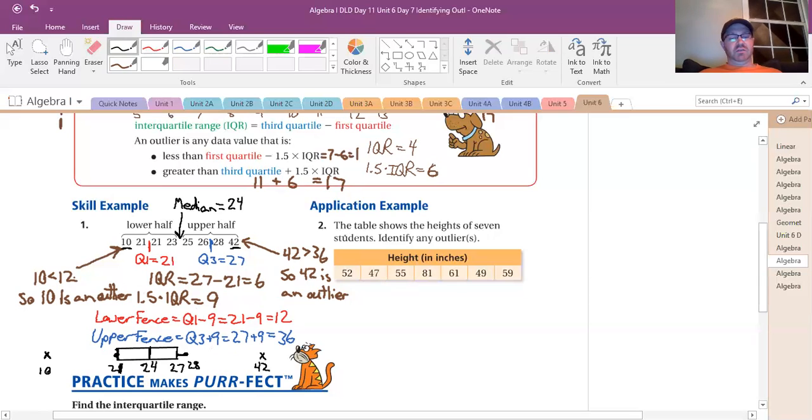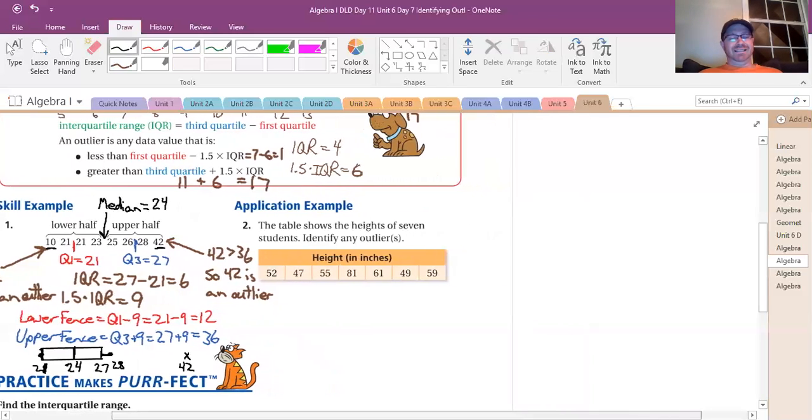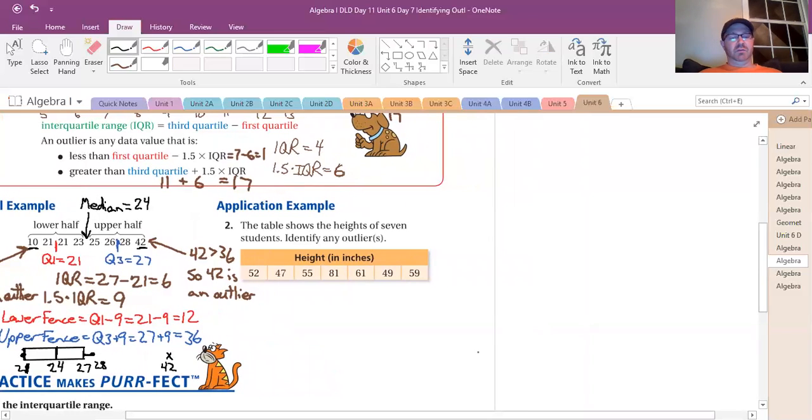Okay, let's try this one more time here. On the right, we have a table with the heights of 7 students. We're going to identify any outliers. Well, first of all, notice that this time the values were not given in order. So the first thing I'm going to do is put these in order.